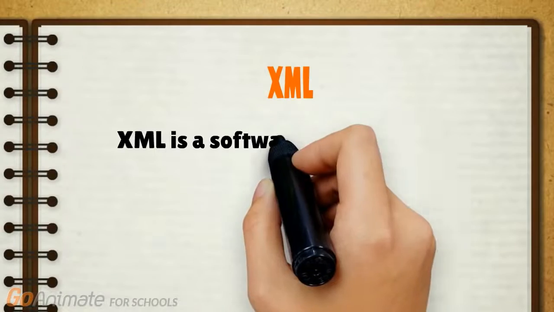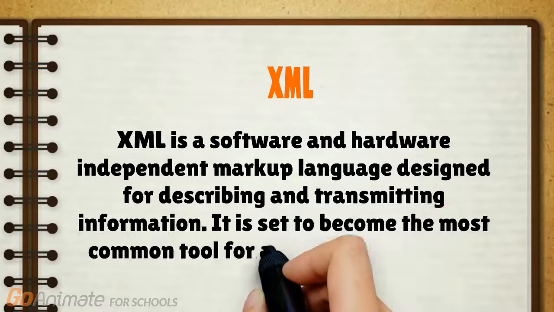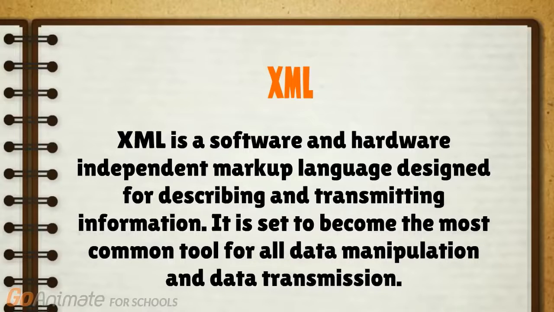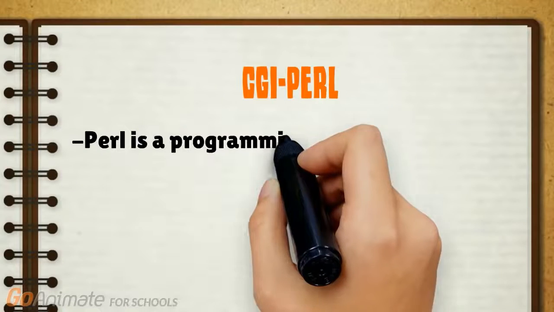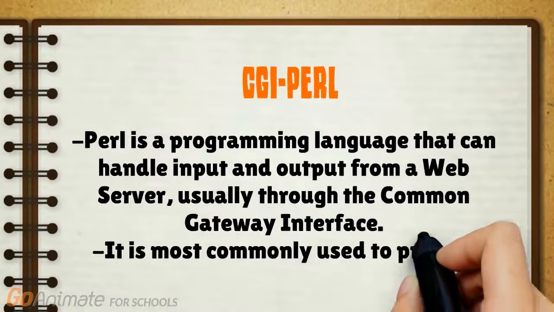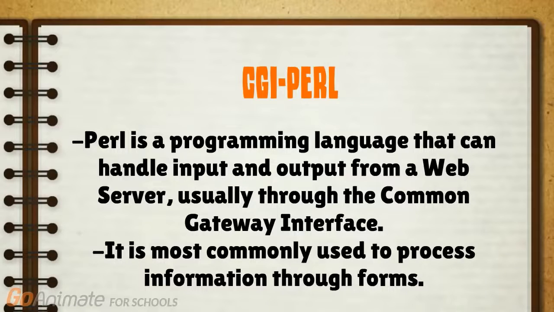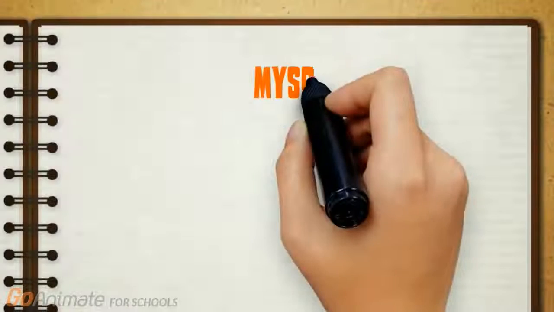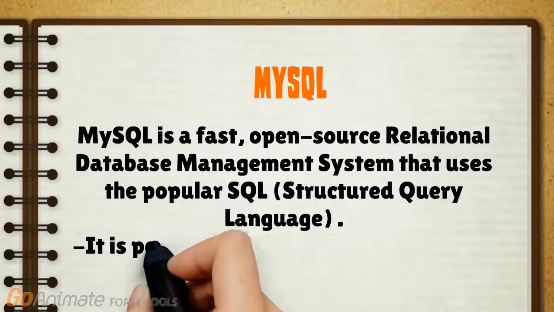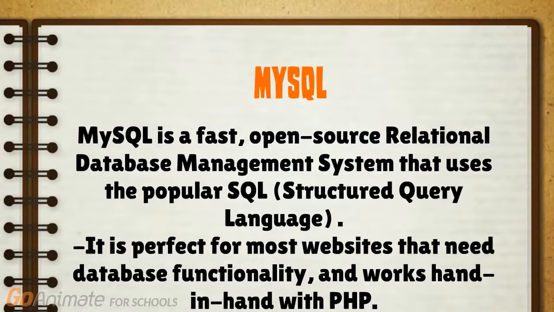XML is a software and hardware-independent markup language designed for describing and transmitting information. It is set to become the most common tool for all data manipulation. Perl is a programming language that can handle input and output from a web server, usually through the Common Gateway Interface (CGI). It is most commonly used for form information. MySQL is a fast, open-source relational database management system that uses the popular SQL, structured query language. It is perfect for most websites that need database.